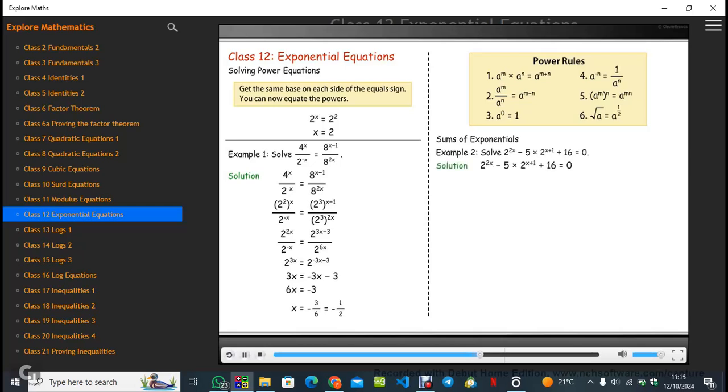Isolate an exponential function. 2 to the power of x needs to be isolated. Using power rule number 5, 2 to the power of 2x can be written as 2 to the power of x all squared. Move on to the second term. Using power rule number 1, 2 to the power of x plus 1 is equal to 2 by 2 to the power of x. Multiply the 5 by 2 to get 10.